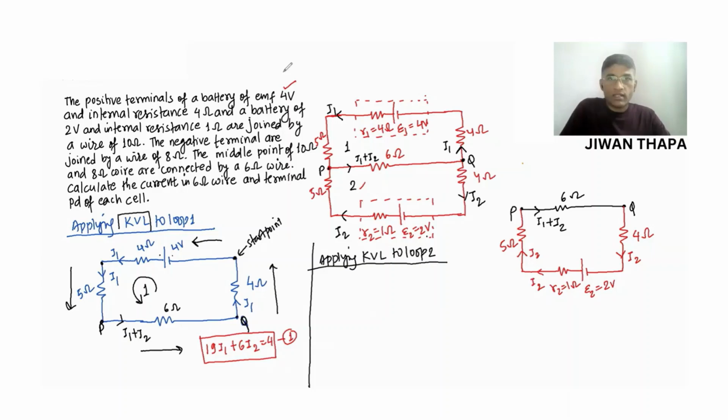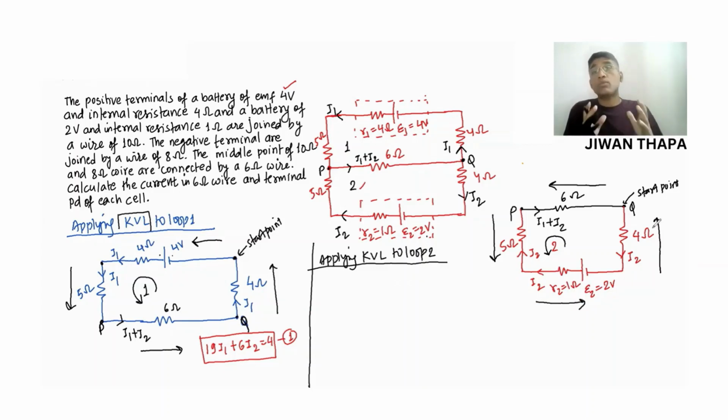Now, as I said earlier, this is loop 2, and we can move in loop 2 in clockwise or anti-clockwise direction. So since we have followed anti-clock in loop 1, let us follow anti-clock in loop 2 also. So let's call this point the start point. So we start from this point and move in anti-clock direction, and finally come to the point of start.